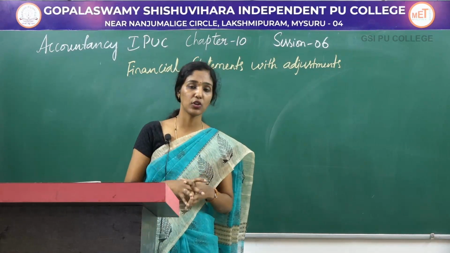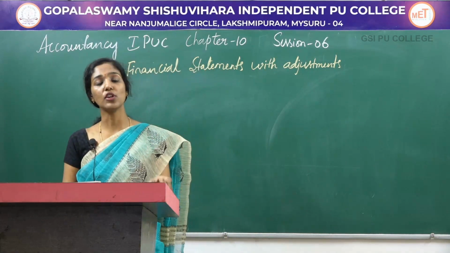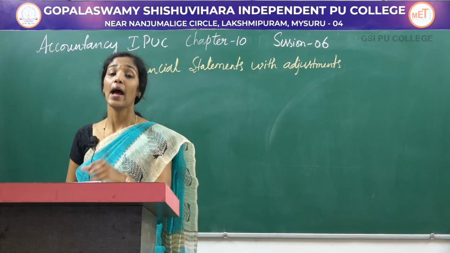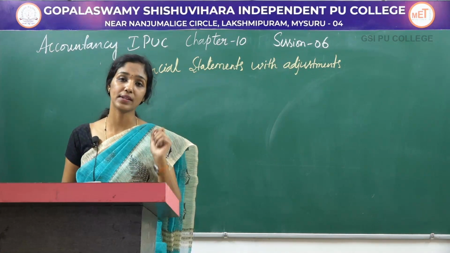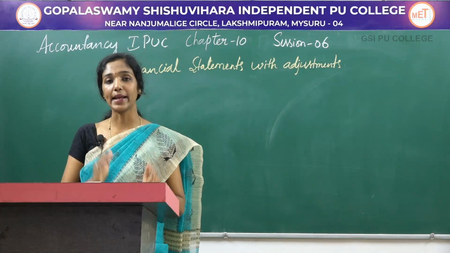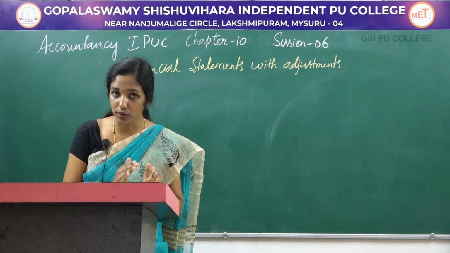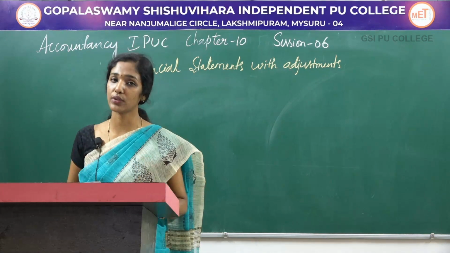And such provision will be called as provision for discount on debtors, and this should be recorded on the debit side of the profit and loss account, and again it should be deducted from the total debtors on the asset side of the balance sheet.